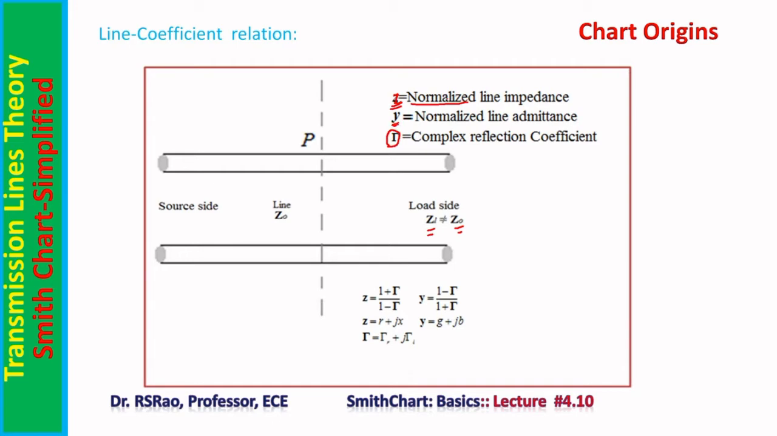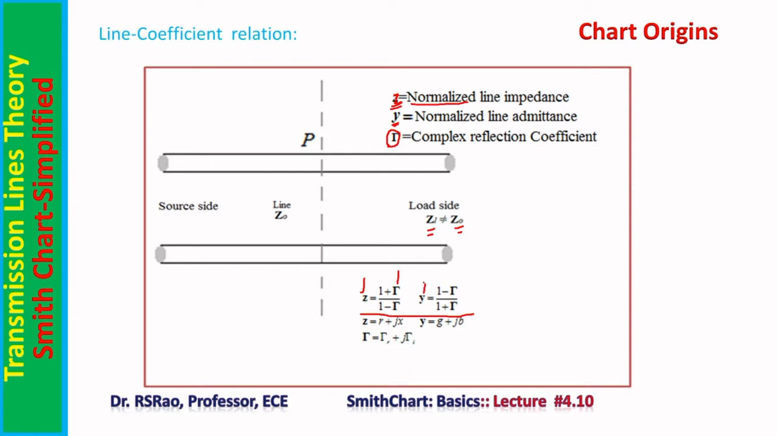The line impedance or the line admittance at point P are related to the complex reflection coefficient at that point. That relation is given here: z equals (1 plus gamma) by (1 minus gamma). This is the normalized line impedance. Gamma is the reflection coefficient. y is the normalized line admittance.